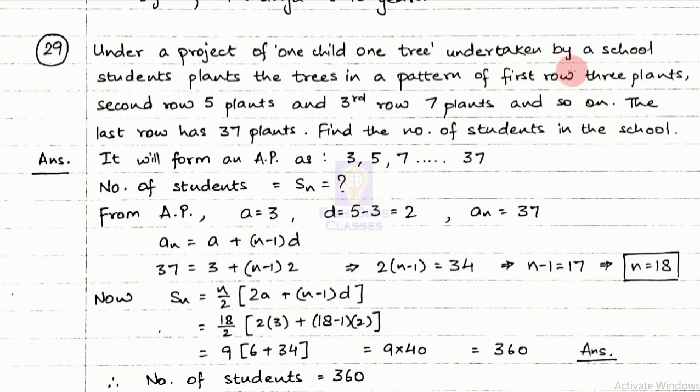That question is of AP because we can find out first row 3, second row 5, third row 7 and so on. So the AP will be 3, 5, 7 and so on, and the last row is 37. So An is 37. So from that we can find out the value of n, and what we need to find out is the number of students. That means Sn we need to find out. So for finding out the Sn, first of all we should know the value of n, and that n we can find out with the help of the formula of An. After then put the value of n in the formula of Sn and we can get the answer.